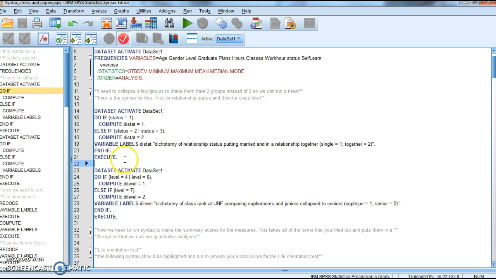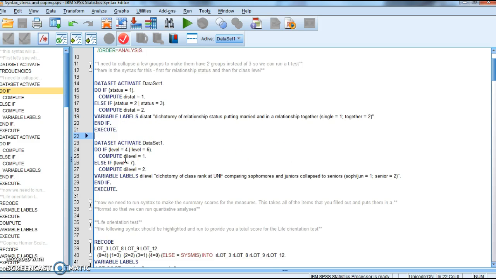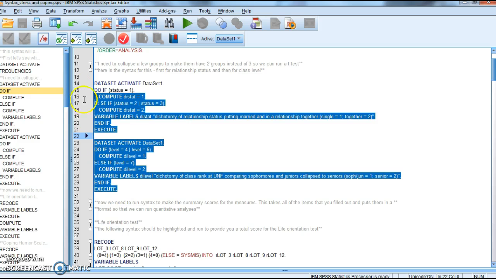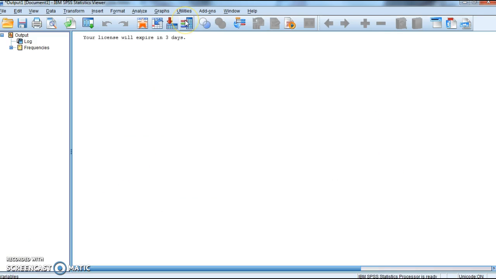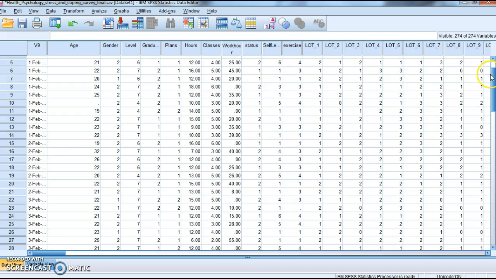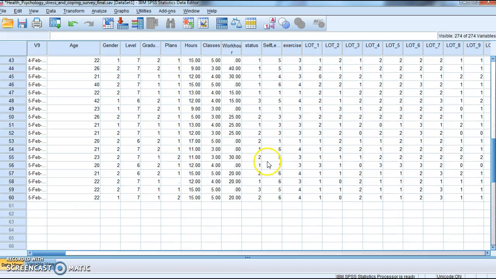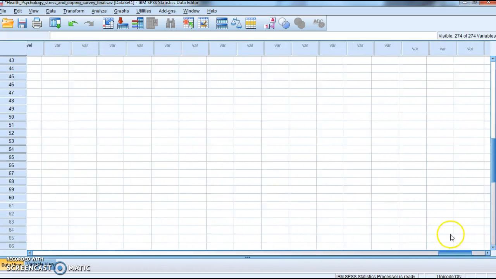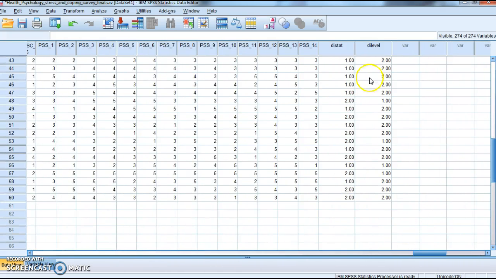I'm doing the same thing for sophomores and juniors and seniors, because we're just going to compare sophomores and juniors to seniors in some of our analyses. So we'll go ahead and highlight that and run it. And then what you'll see is if we go back to our data set and scroll all the way down, all the way over, we have 2 new variables.